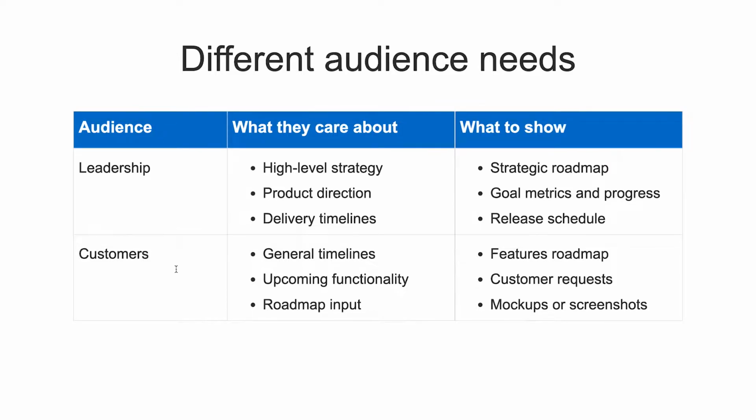Secondly, customers, end users, they like strategy, direction, and timelines as well, but maybe skewed in a slightly different way. So general timelines land really well with customers. Any sort of sneak peek about upcoming functionality can be very useful. And then, of course, anytime you can show how a customer has given you input on your roadmap. So maybe that's an idea in an ideas portal that has been promoted to a work item, feature, epic, or initiative.